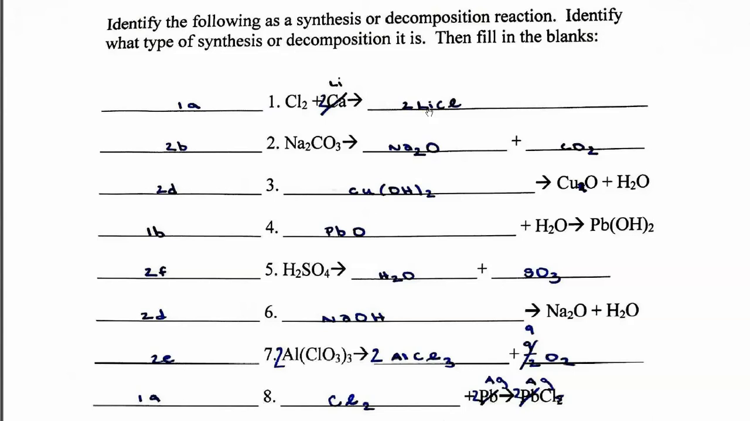So I get LiCl. Now, notice, guys, I don't put ClLi because you always have to put your positive before your negatively charged ion. So it's LiCl. And then I balance because there's a 2 here, so I need to put a 2 up front and then a 2 in front of Li.